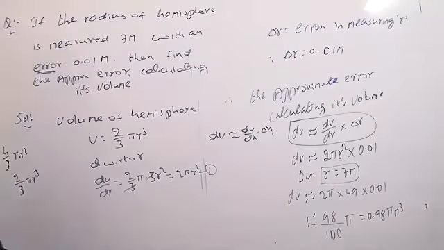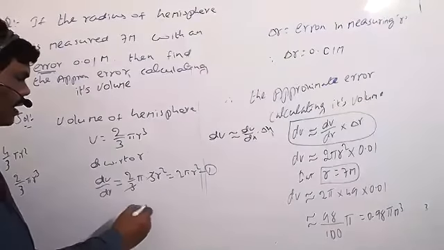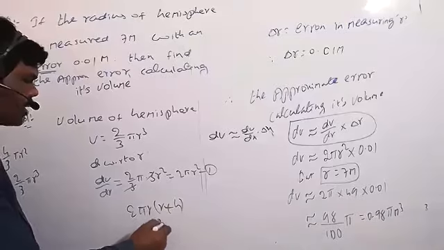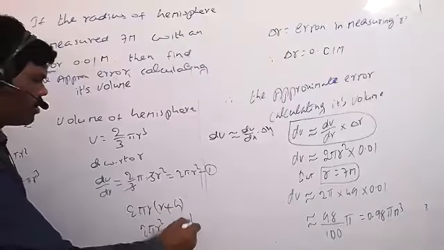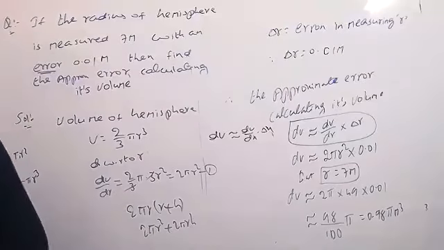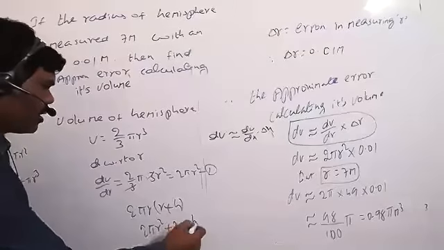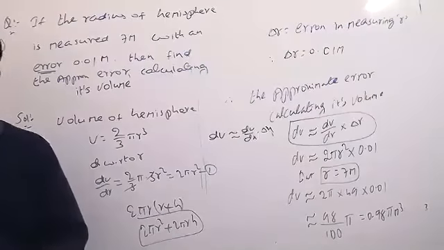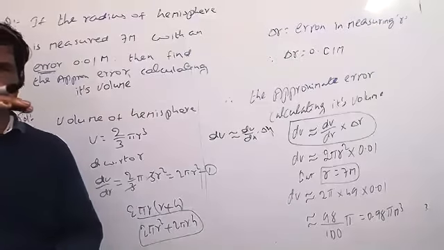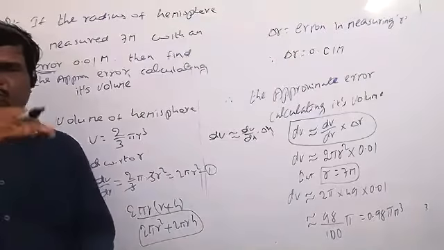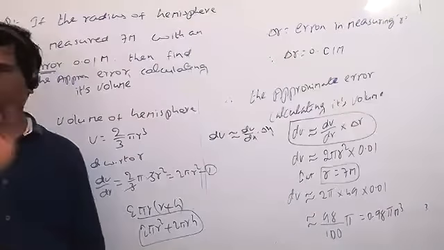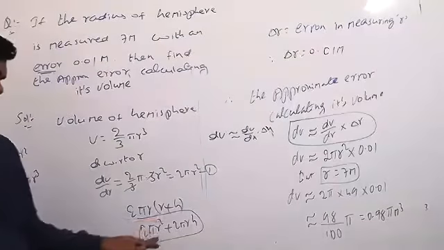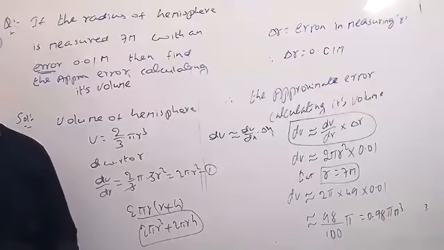So 2 pi r into r plus h, or else you can write 2 pi r square plus 2 pi rh. How do we get this formula? The 2 pi r square is the top circle and bottom circle together. And the curved surface equals 2 pi r h. The sum of the two values is 2 pi r into r plus h.